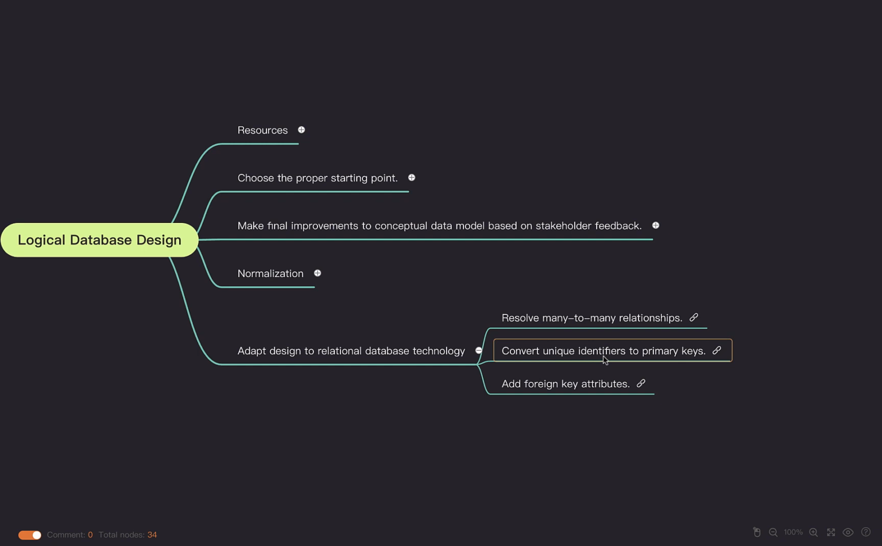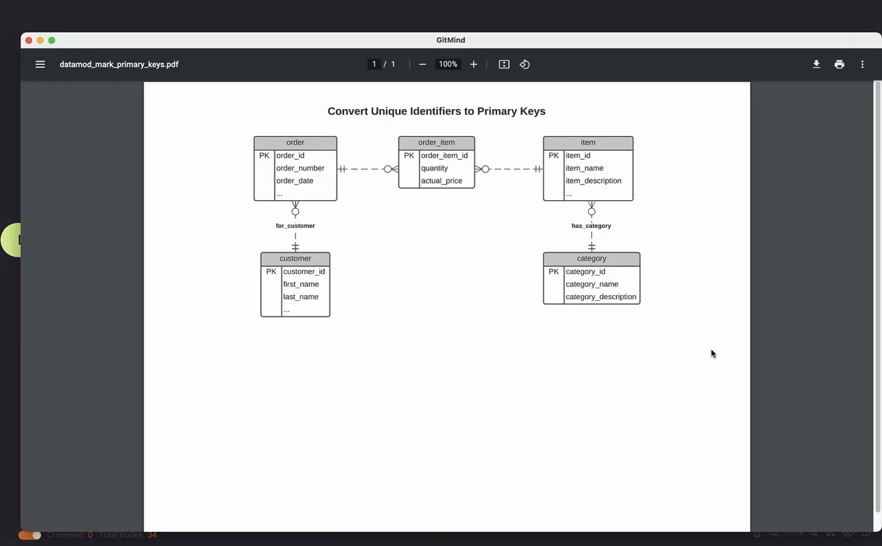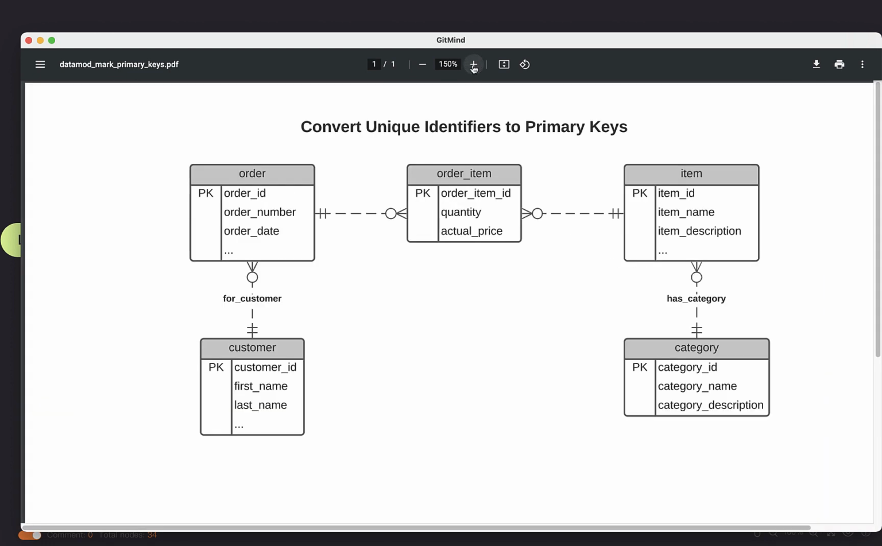Convert the unique identifiers to primary keys. That's pretty easy to do, okay? All we do is we go to the model and we take every attribute that said ID and we change it to PK for a primary key. Why do we do that?